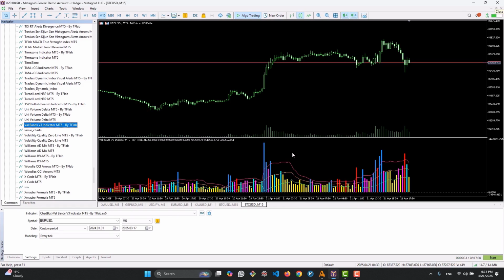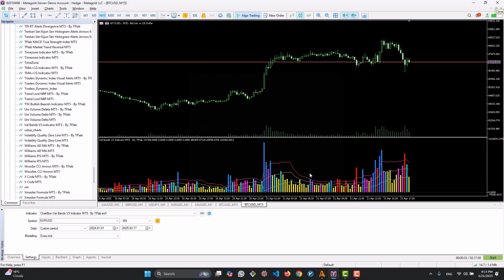We can use these lines in such a way that the more the histograms cross these lines and have higher values, like in this area, our trend is stronger and we can have more confidence in that signal. For example, when we have a blue histogram and this histogram closes above the upper Bollinger band line, we can enter a buy trade, and conversely, when we have a red histogram and it closes above the upper Bollinger band line, we can enter a sell trade.